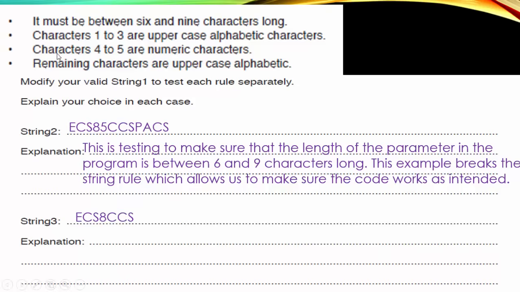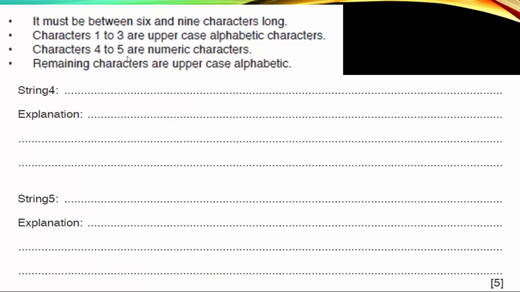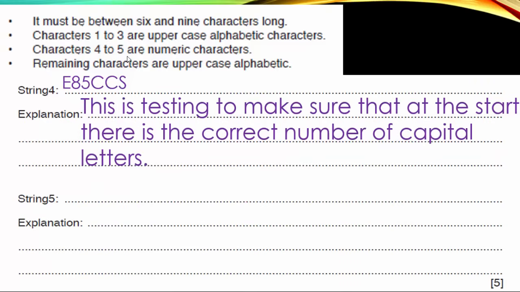ECS8CCS. Well, I'm checking the third rule. Characters 4 to 5 are numeric characters. This is testing to make sure that the 4th and 5th character of the parameter in the program is 2 digits. This example breaks this rule, which allows us to make sure the code works as intended. Then we have 2 more that we need to do. So here I did E85CCS, going back, testing rule 2. This is testing to make sure that at the start, there's the correct number of capital letters.